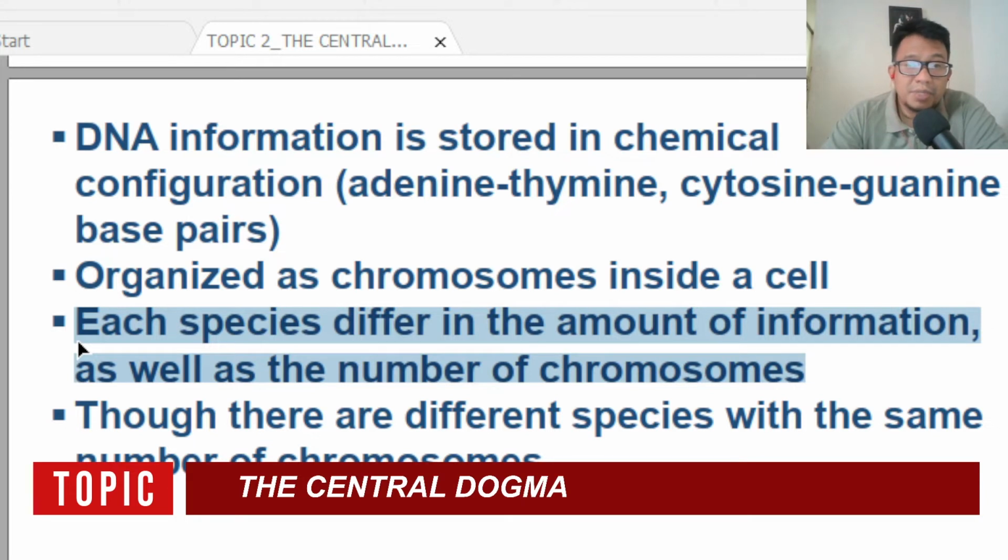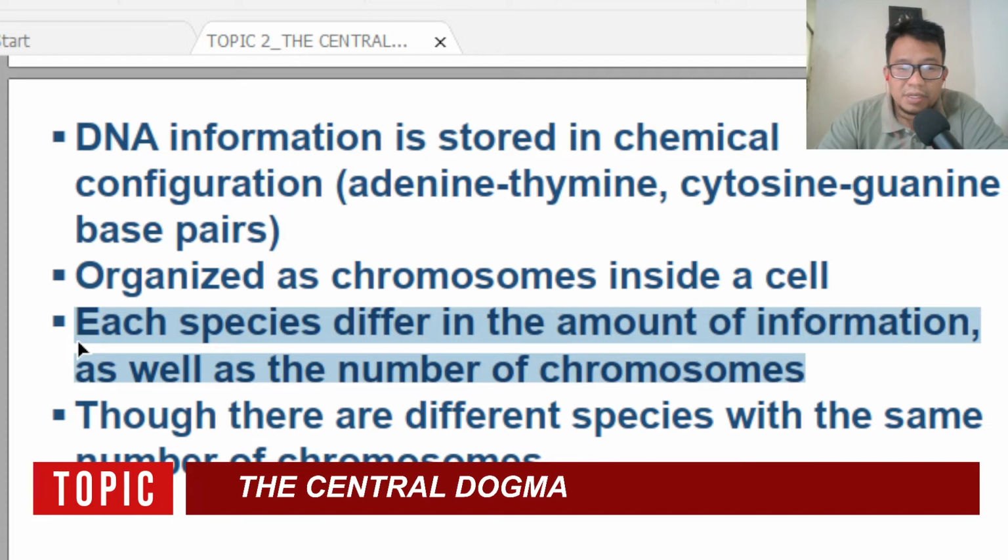Say for example, human beings have 23 pairs of chromosomes. When you go to ferns, there are fern species with 2,000 chromosomes. Then there is the fruit fly. I think the fruit fly only has 4 or 5 or 6, I forgot. But the thing is, the amount of information from one species to the other differs greatly. And if you consider the difference in the number of chromosomes, you can say that the amount of information inside each species also differs.